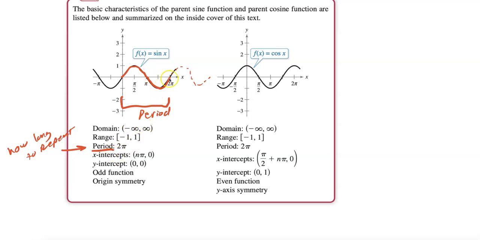X-intercepts keep on happening over and over again, so that's why it's n pi. For the y-intercept, it's at 0. It is an odd function, right? You can see here it repeats itself like that, and then origin symmetry. Over here, same idea. It's an even function, this one, because you cut it in half. This one you can't cut in half, but this one you can.